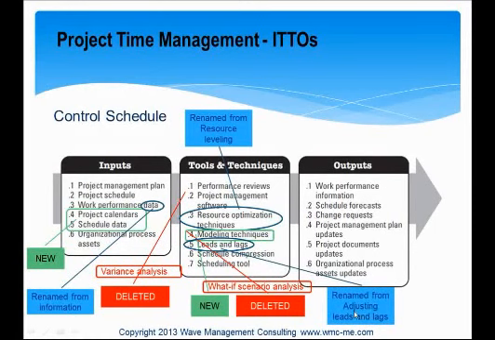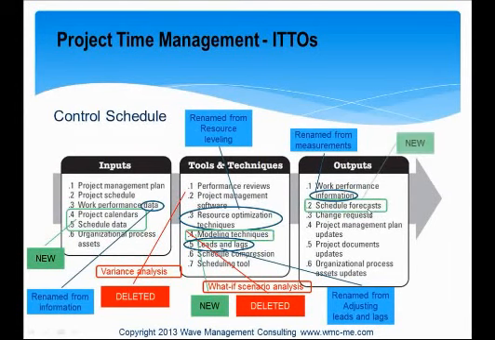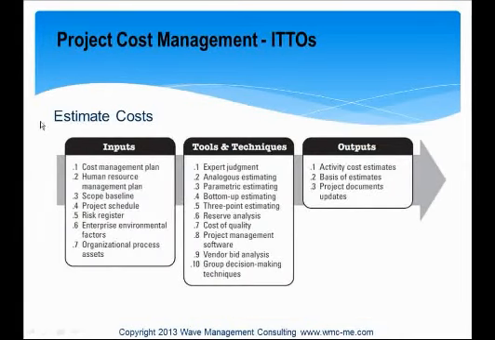They renamed adjusting leads and lags to leads and lags. They also renamed measurements to information, so now it's called work performance information. We have a new output called schedule forecasts, and they did some reordering as well. Estimate costs. There's a new input, cost management plan.